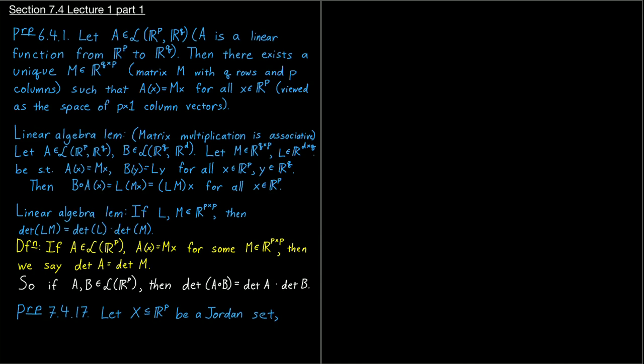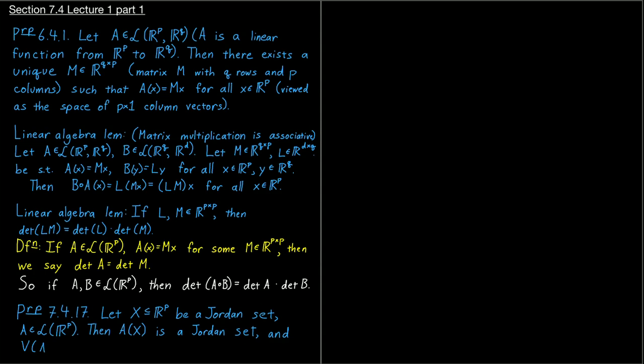And let A be a linear operator from R^p to itself. Then the image of our Jordan domain under a linear transformation is also a Jordan domain. And what's more, I can tell you its volume.